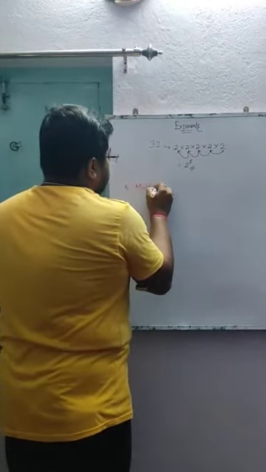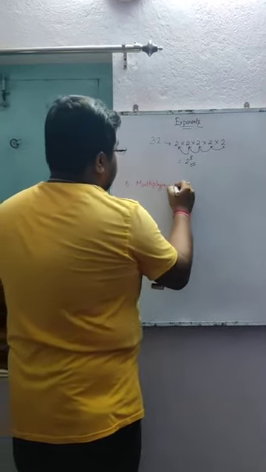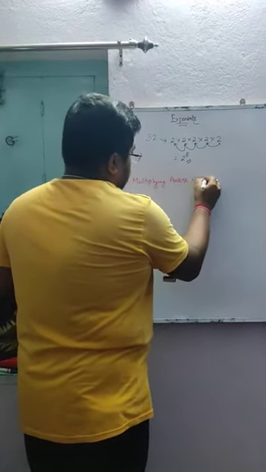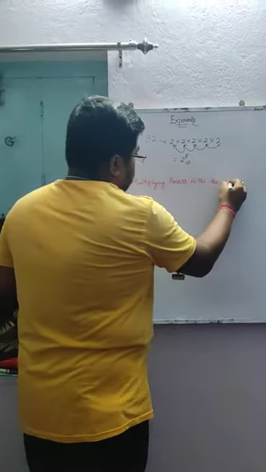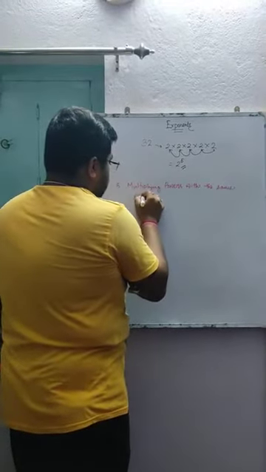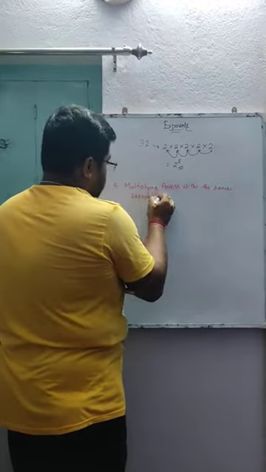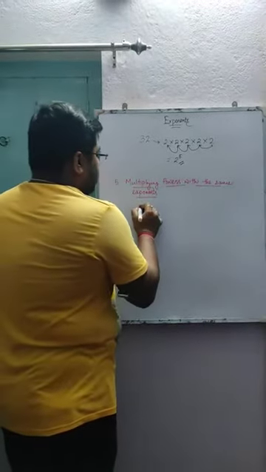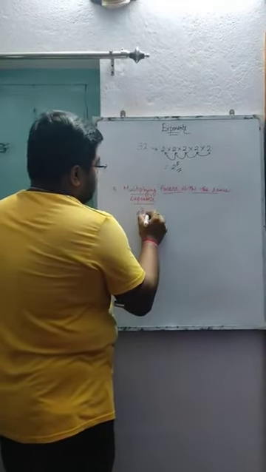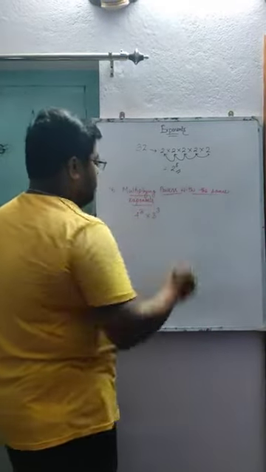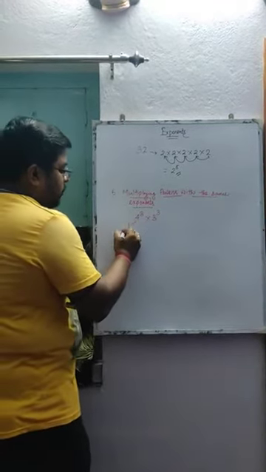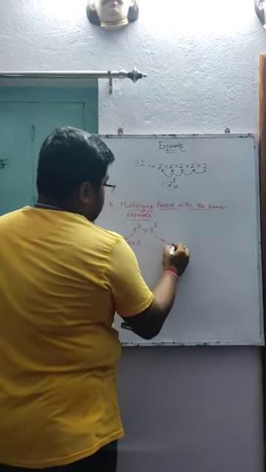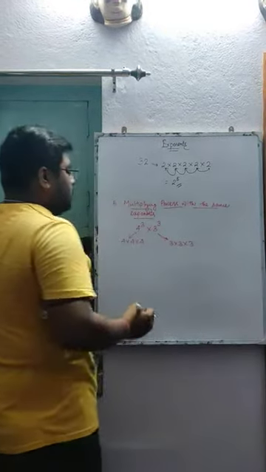Multiplying powers with the same exponents. Now take as an example 4 raised to 3 into 3 raised to 3. We can write it as 4 into 4 into 4, and 3 into 3 into 3.